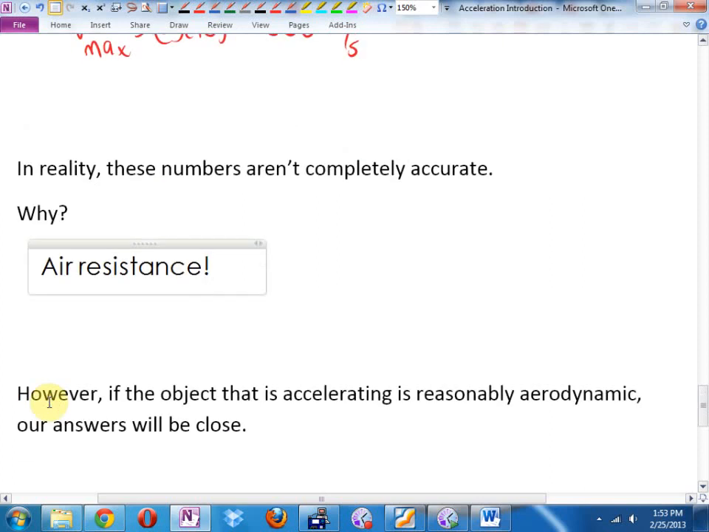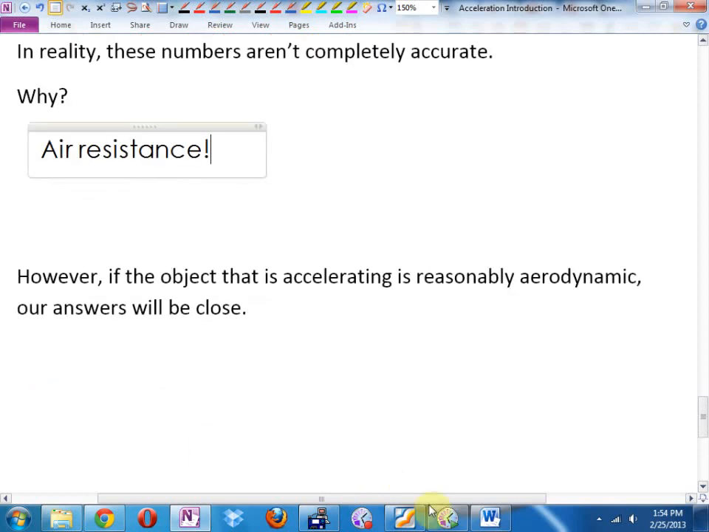But Ty, if the object that's accelerating is reasonably aerodynamic, cannon, baseball, bomb, all those things, our answers will be close. Quite close. Arrow is a nice one. Our answers will be close. Put your pencils down.